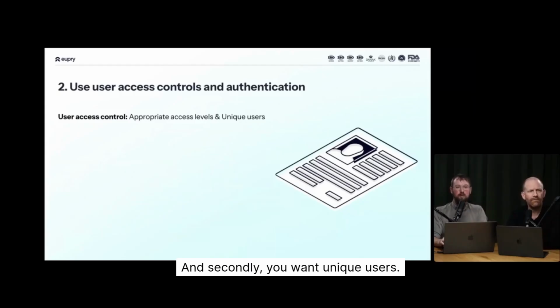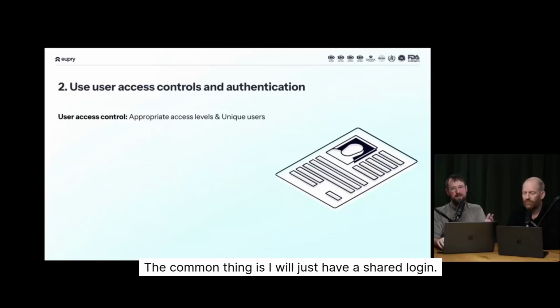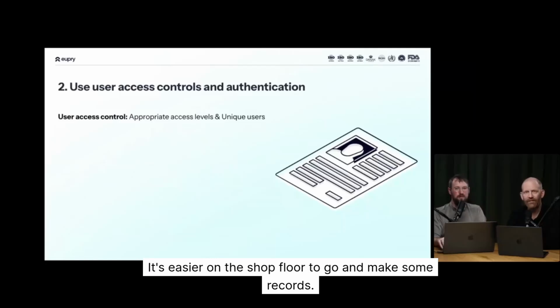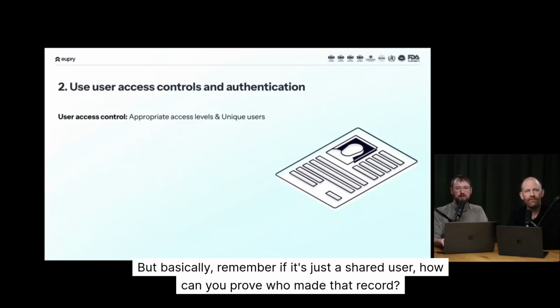And secondly, you want unique users. The common thing is, oh, we'll just have a shared login. It's easier on the shop floor to go and make some records. But remember, if it's just a shared user, how can you prove who made that record?